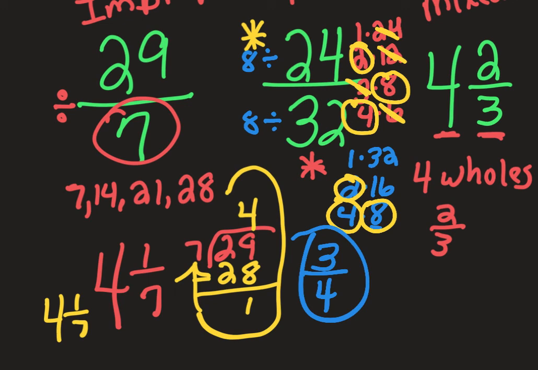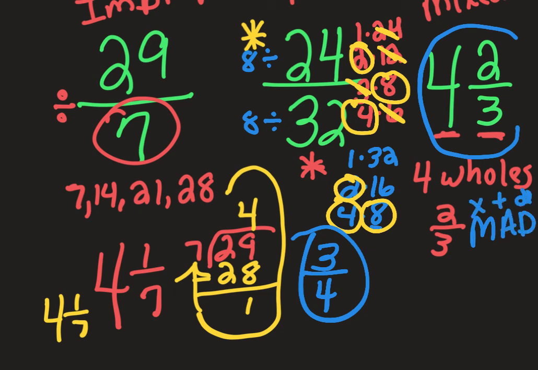And then the last type was a mixed number. I have 4 2/3. I remember that these are going to make me mad. They make me mad because I have to multiply, add, and then write it all over my denominator. So my first thing is to say 3 times 4 is 12. 12 plus 2 is 14. And then remember, you always keep that same denominator, so it would be 14 over 3.